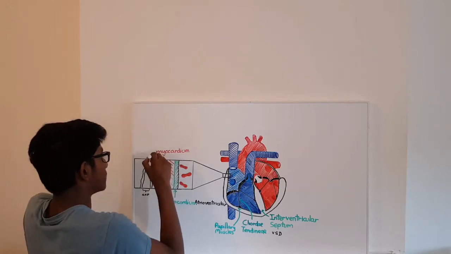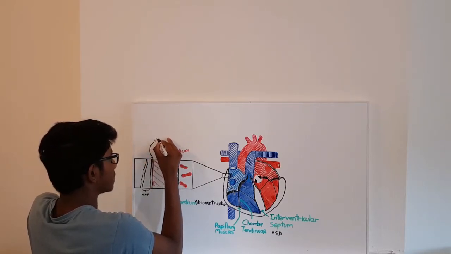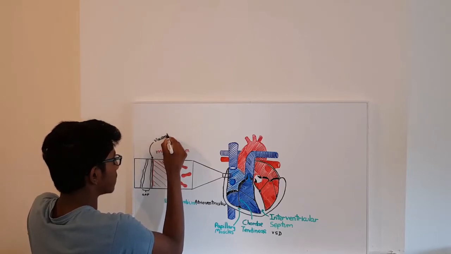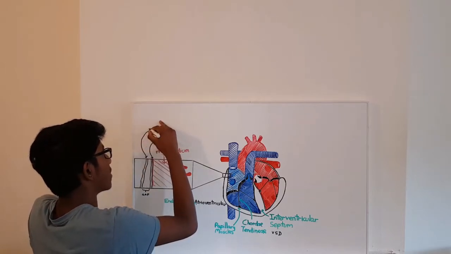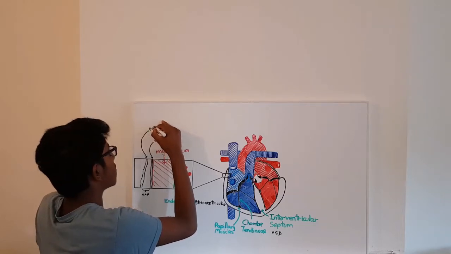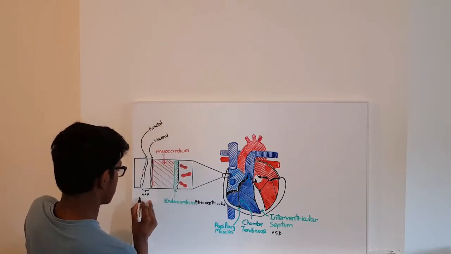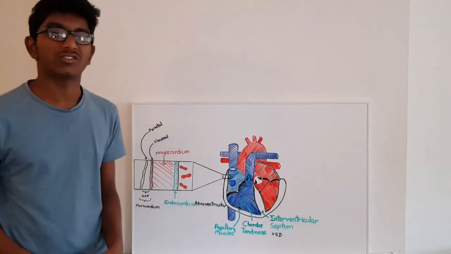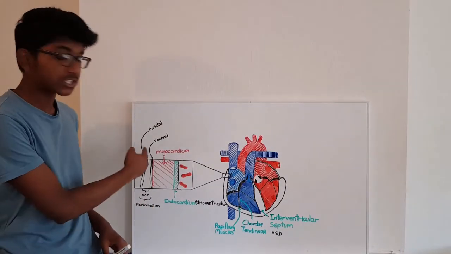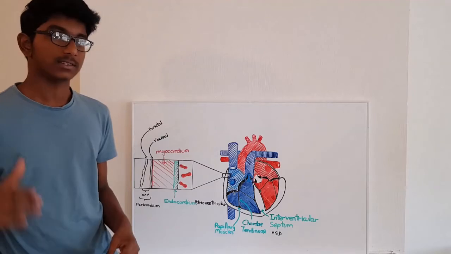So the inner layer is what's called the visceral pericardium. And the outer layer is called the parietal pericardium. And let me just label this entire layer as the pericardium. So you still might be wondering, why is there a gap between the visceral pericardium and the parietal pericardium? Well, it all starts when you're a little fetus, okay?